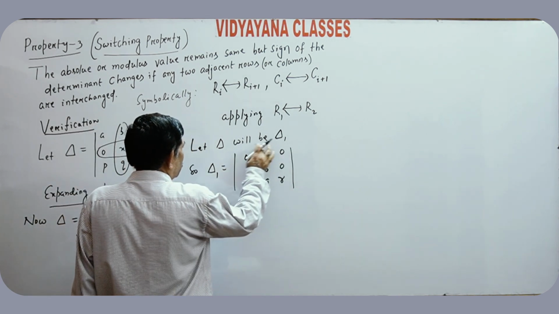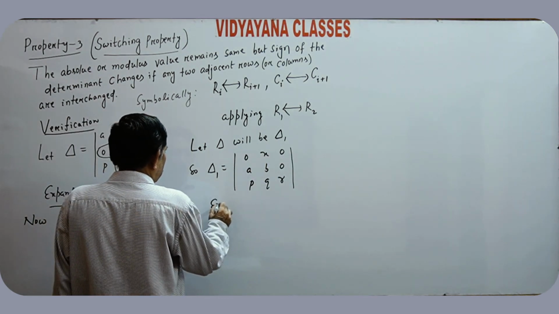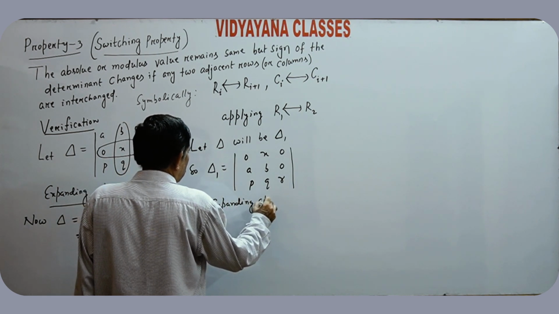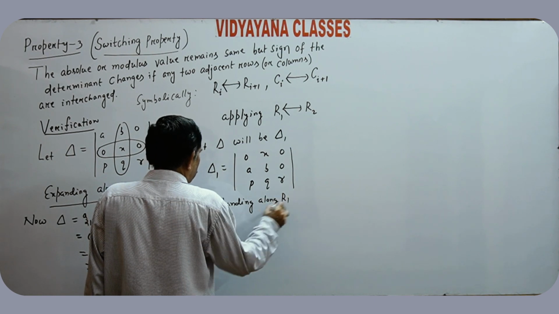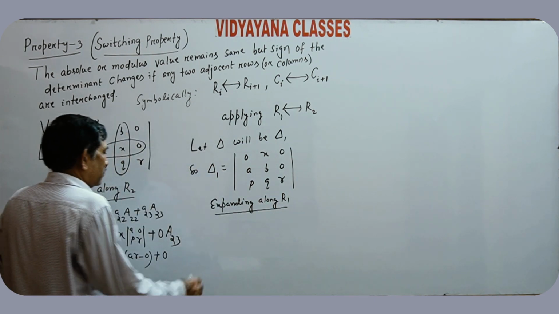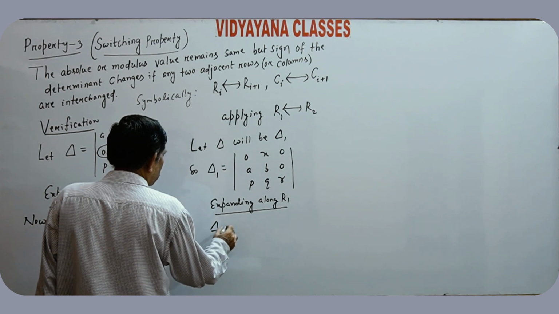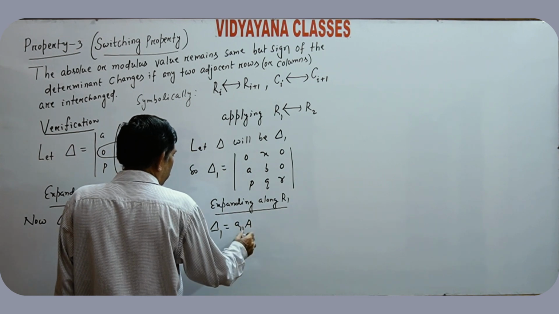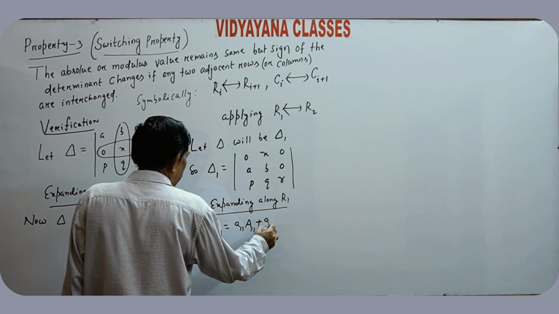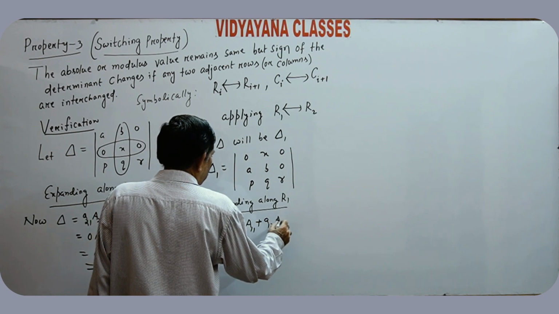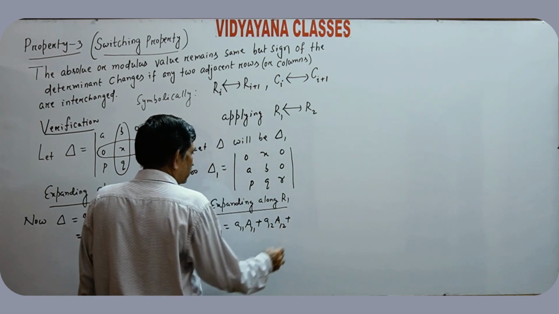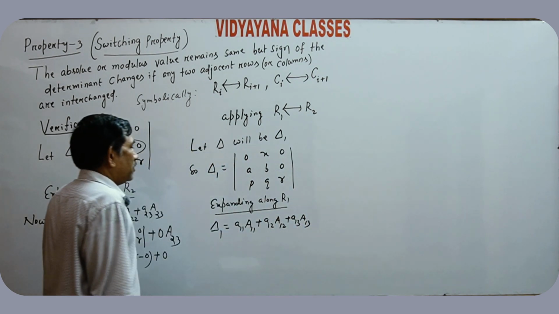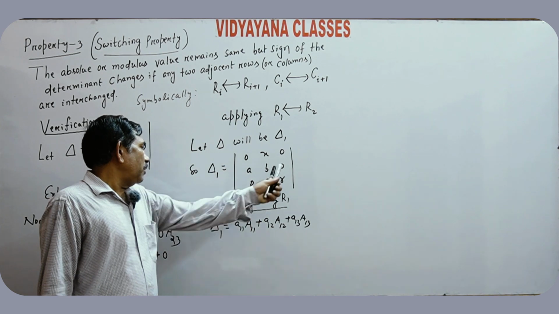Row 1 contains two zeros. Expanding along the first row, del 1 is equal to A11 into the cofactor of A11, plus A12 cofactor of A12, plus A13 cofactor of A13. A11, A12, A13.